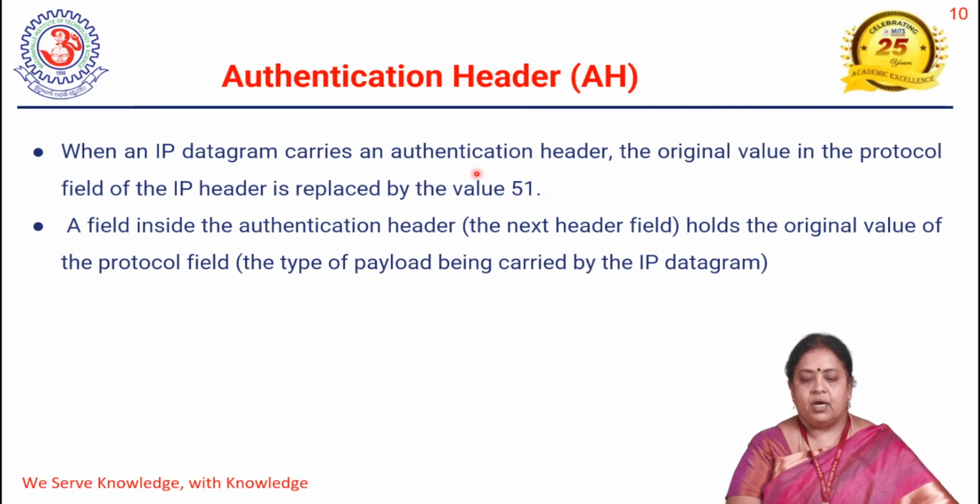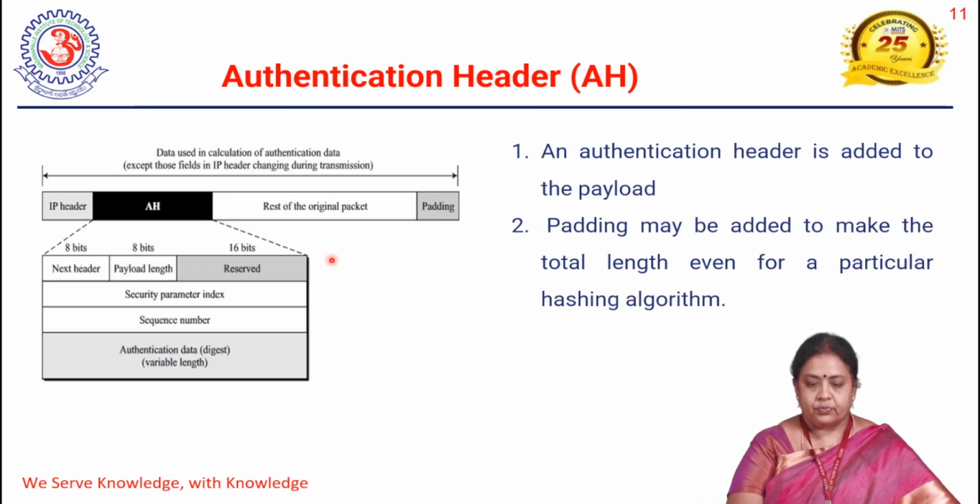If the IP packet protocol field has a value of 51, then it means the packet is carrying the authentication header. Whatever value the IP header protocol field had will be transferred to the next header field which is available in the authentication header. See this one. This is a packet format. When we see this one, you can understand.